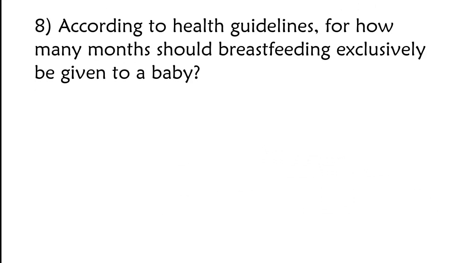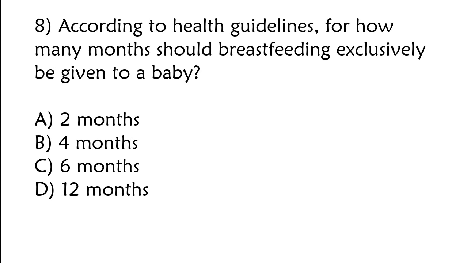According to health guidelines, for how many months should breastfeeding be given exclusively to a baby? 2 months, 4 months, 6 months, 12 months. The correct answer is option C, 6 months.